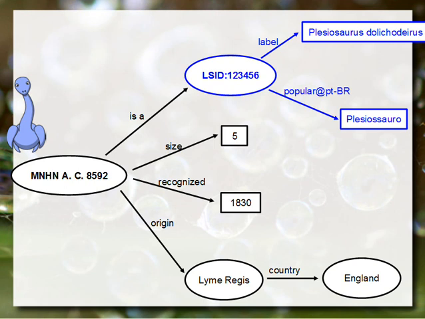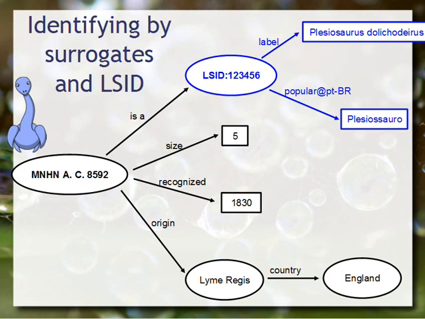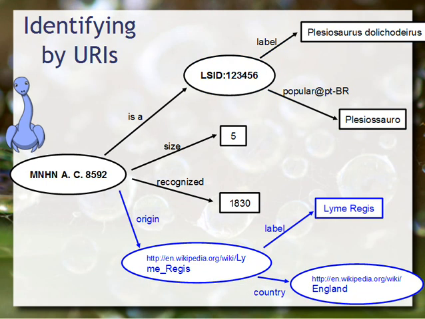Then I produce a node with some identification, and then I can produce labels, and a label in Portuguese, for example, and so on. So it is what we call identifying by surrogates. In this case, the LSID is a surrogate to identify things. But if you are talking about RDF, in fact, the way we identify things is URIs. This is the way we use, a kind of unique identification of the things we want.